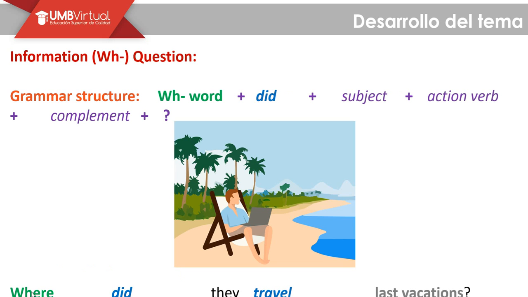Recordemos que podemos hacer uso del WH word como where, when, why, what, how, etc. Aquí es muy importante tener en cuenta que en inglés el signo de interrogación siempre lo ponemos al final de la pregunta, nunca al inicio.